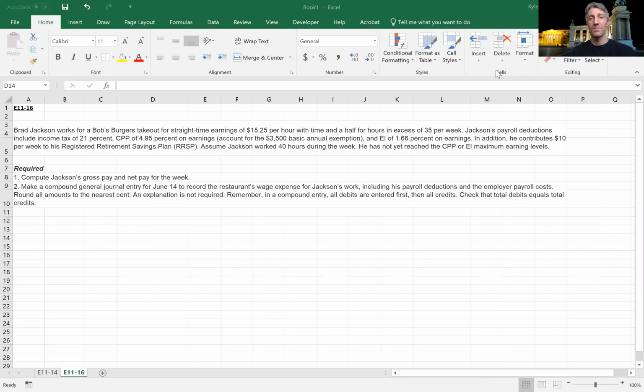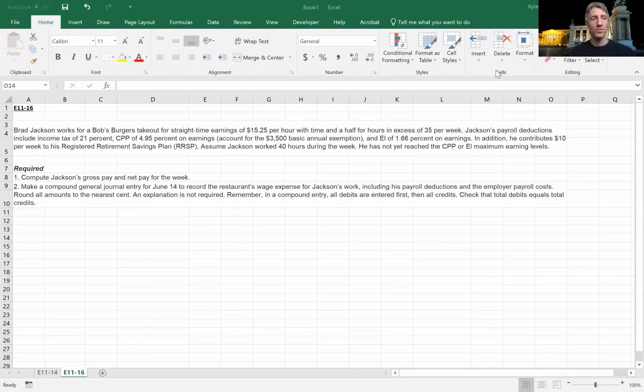per hour, and then time and a half hours are given in excess of 35 hours per week. So 35 hours is the threshold. If Brad works more than 35 hours, whatever he works beyond 35 hours is paid at an overtime rate.